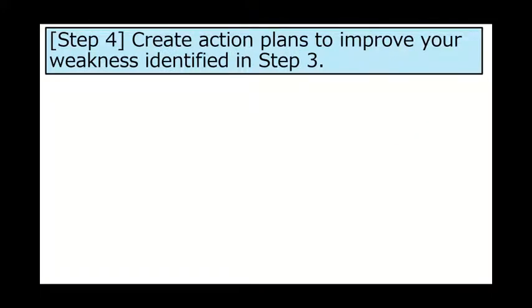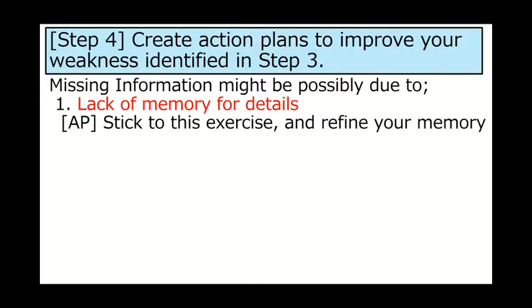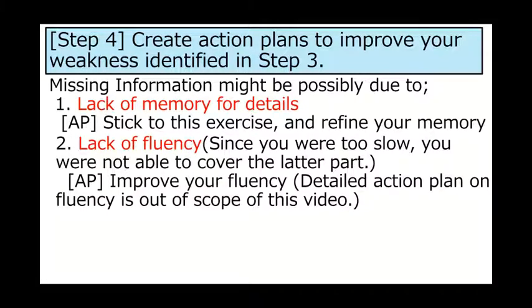Next, step 4. Create action plans to improve your weakness identified in step 3. Missing information might be possibly due to lack of memory for details. And if that's the case, action plan is stick to this exercise and refine your memory. Missing information might also be possibly due to lack of fluency. For example, since you are too slow, you are not able to cover the latter part. And in that case, action plan becomes improve your fluency. However, detailed action plan on fluency is out of scope of this video.